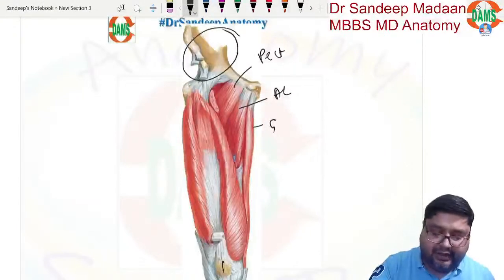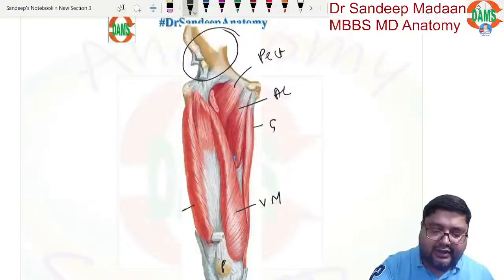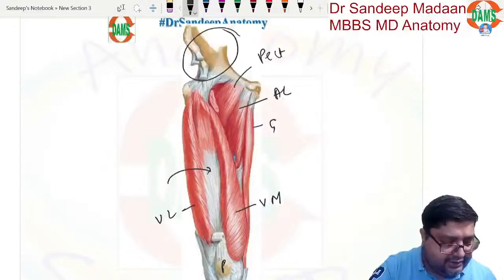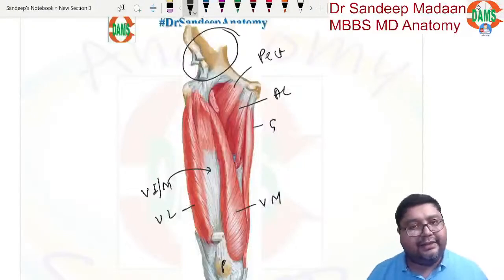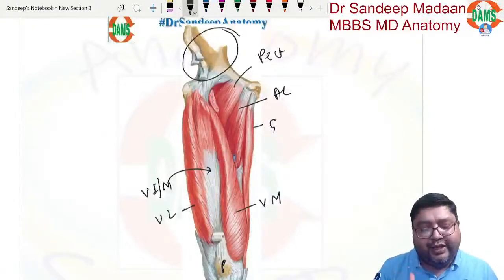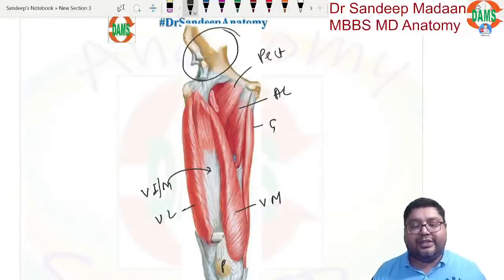Now this is the patella, this will be vastus medialis, this will be vastus lateralis, and now what is this muscle, everyone? This will be vastus intermedius. So far so good. Could you understand? But well, when we were trying to reach here, we have also seen something else.